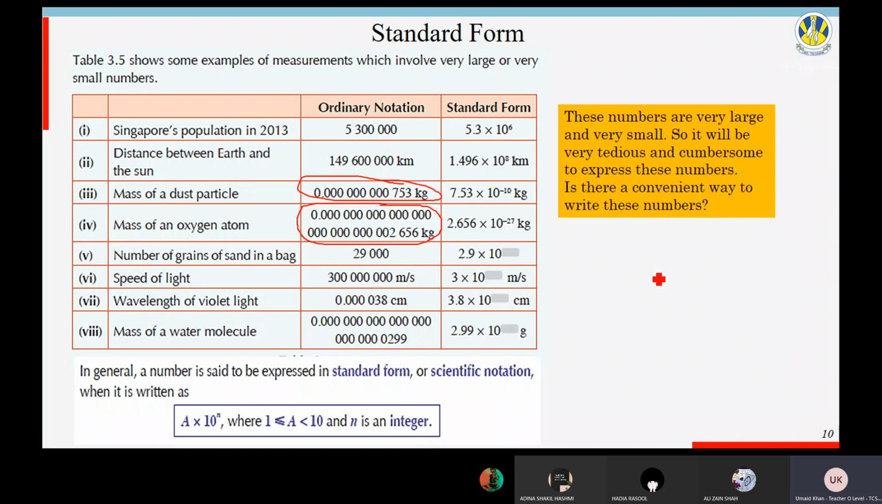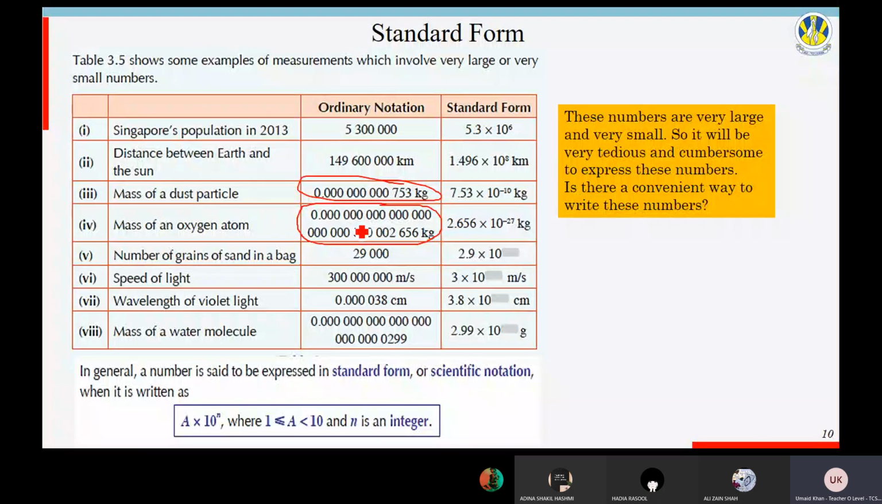You must have studied this in chemistry. The mass of an oxygen atom is very, very small. So you can see over here that if I have to write down this value again and again, it would be very tedious, cumbersome, and difficult for me to write this value with so many zeros, right?